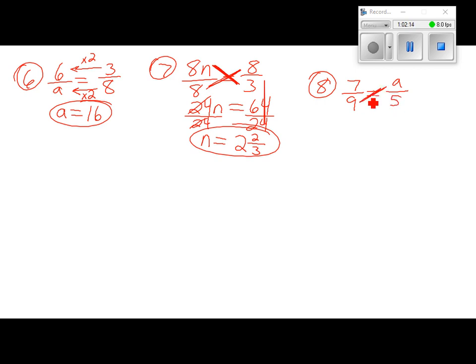Cross multiply this way, what do we get? 9a. The other way. Divide both sides by 9. What's a equal?